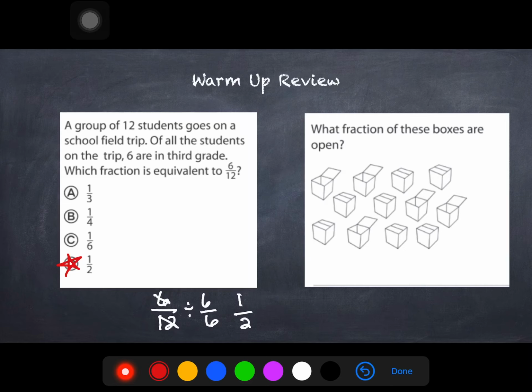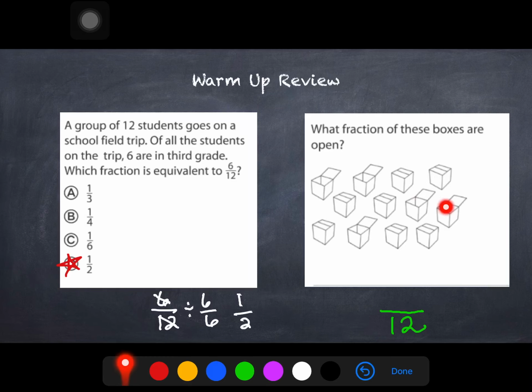How about what fraction of these boxes are open? Go ahead and solve. Well, a fraction is a part-to-whole relationship. So you want to look at how many are in the whole set. 1, 2, 3, 4, 5, 6, 7, 8, 9, 10, 11, 12. 12 in the whole set.